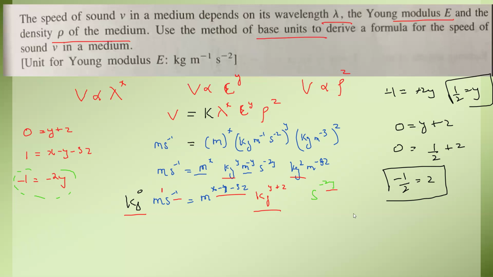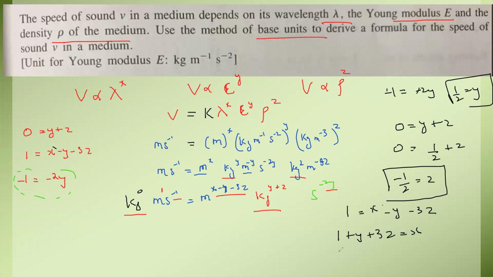If I want to find the value of x, we can use this equation in which 1 is equal to x minus y minus 3z. If I need x, I move all the others to the other side. So 1 plus y plus 3z is equal to x. And I'll substitute the values.